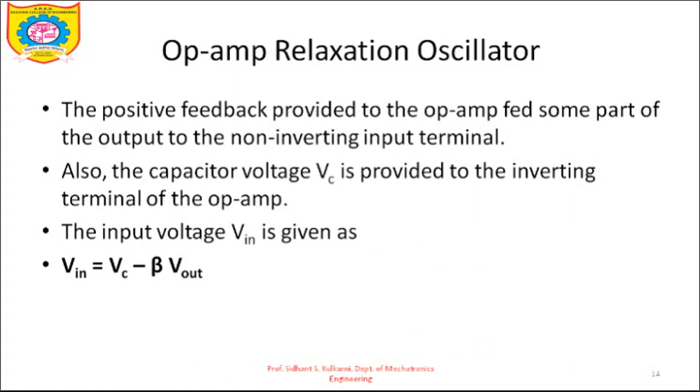Okay, so V in is equal to Vc minus beta into V out, or we can consider V in as beta V out minus Vc. It doesn't make any difference. Okay, so it is the difference between the voltages which are applied at the non-inverting and inverting op amp terminals.